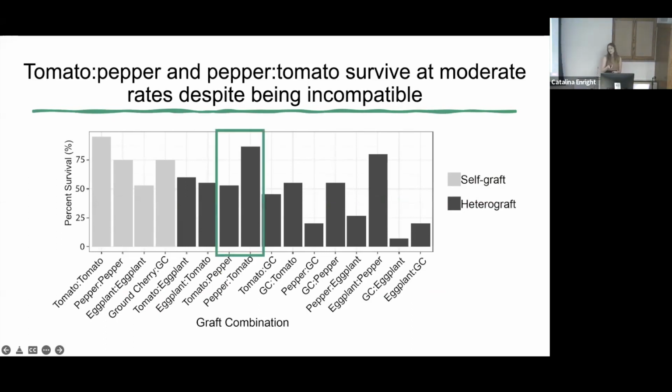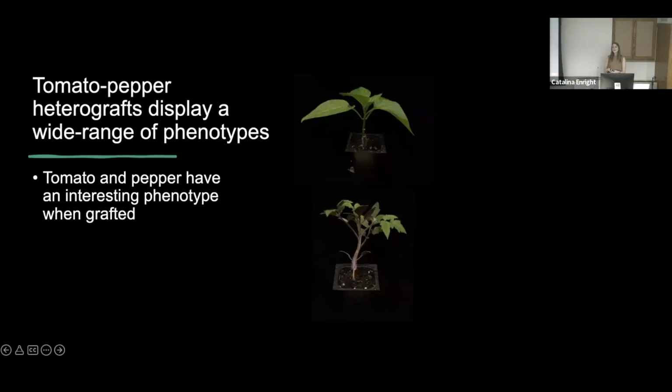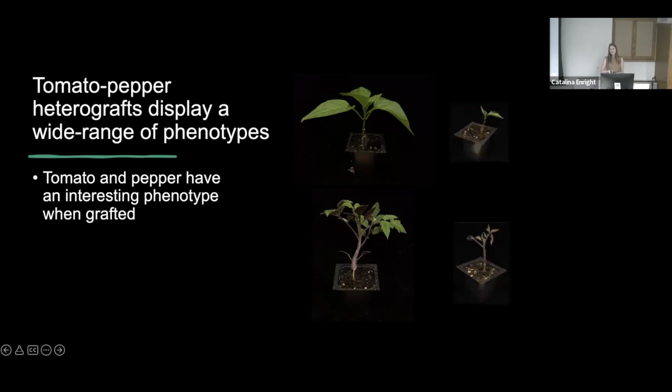So if you recall that when I grafted all of these plants together, tomato and pepper kind of have a moderate level of survival. They don't perform as badly as some others, but tomato pepper is not happy. And it's especially interesting that you can get kind of a diverse array of phenotypes when you graft these plants together. So here you've got pepper grafted on tomato and tomato grafted on pepper. And in the same exact batch of grafts with the same exact varieties, you can get plants that look like this. So there's a very interesting kind of diversity that we see there.